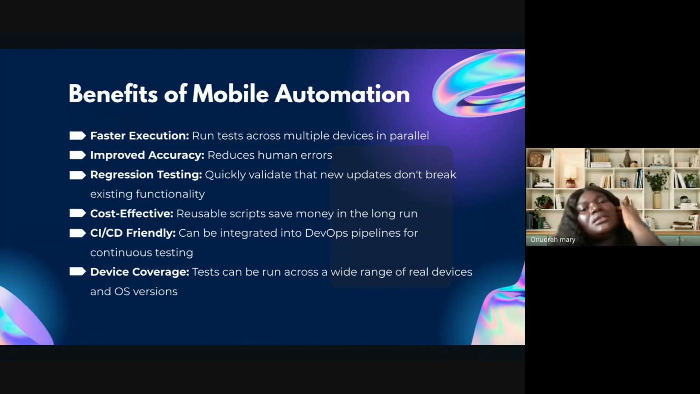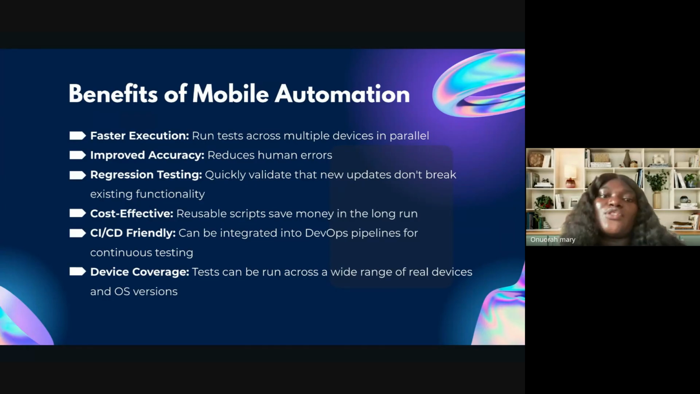Then the next thing is it is CI/CD friendly. So automation enables you to integrate your tests into pipelines, depending on the pipeline your company is using, if it's Azure DevOps, if it's GitLab CI, if it's GitHub Actions, whatever CI/CD tool your company is using, you can integrate your tests into them and have continuous testing without interruption.